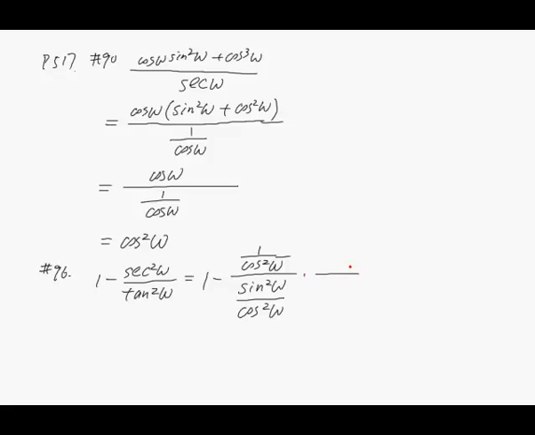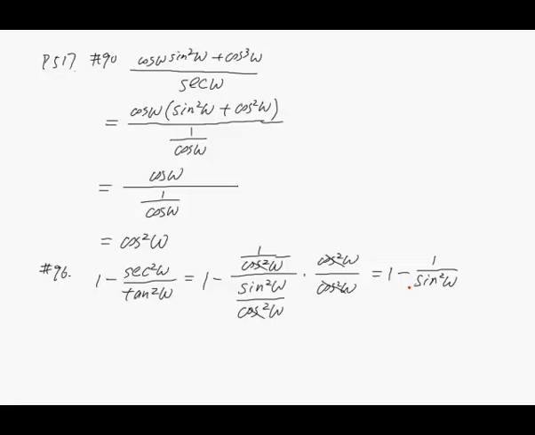Now, to simplify this complex fraction, we multiply both the numerator and denominator by cosine square w. Then this guy and this guy cancel, and this guy and this guy cancel. Then you get 1 minus 1 over sine square w. Right?